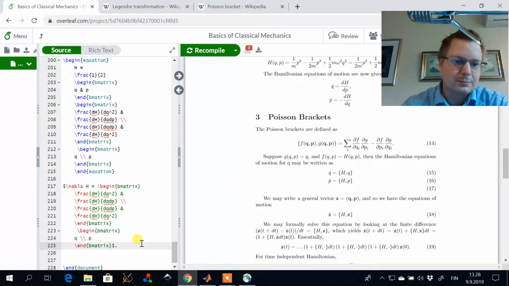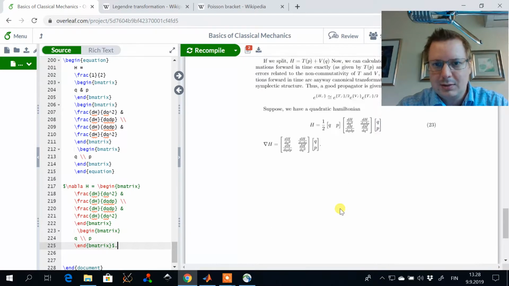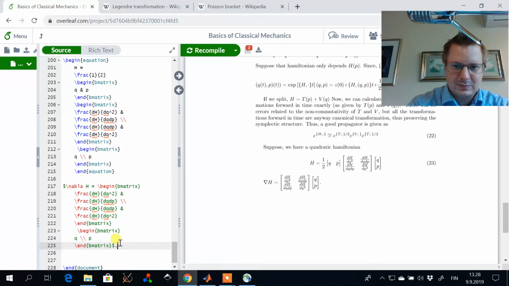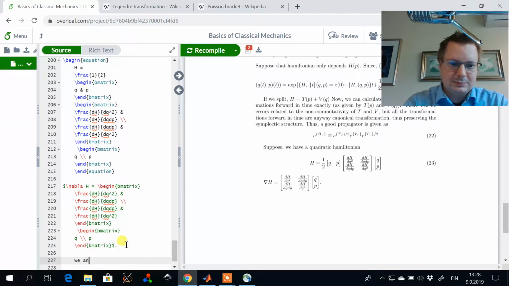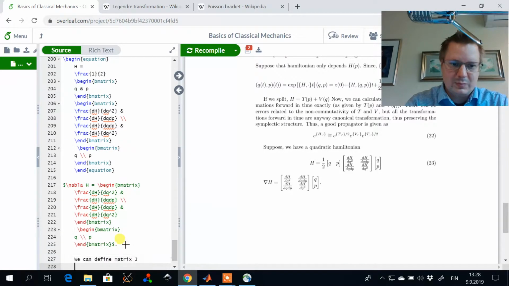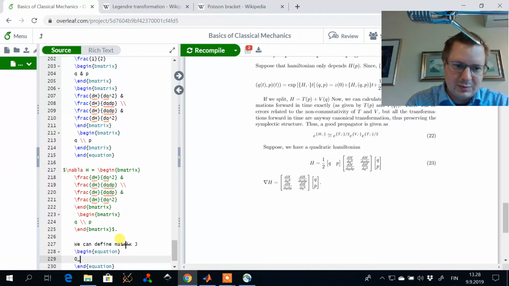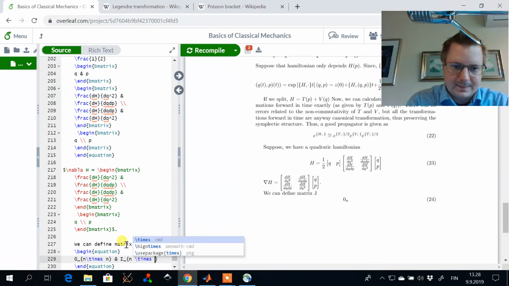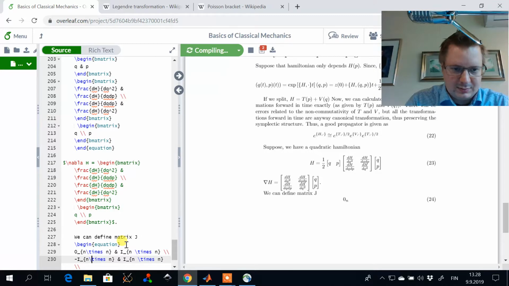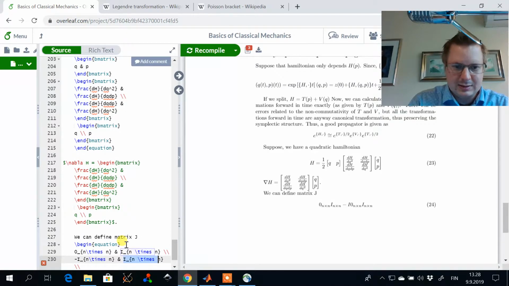So now if we are defining some general vector Z, we can define a matrix J, which then switches these two. So we have something 0, n times n, identity, n times n, and then we have the minus sign from the Poisson bracket.